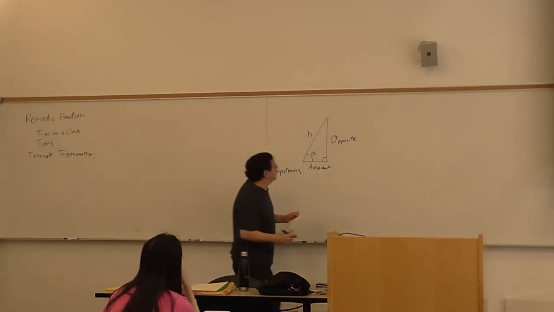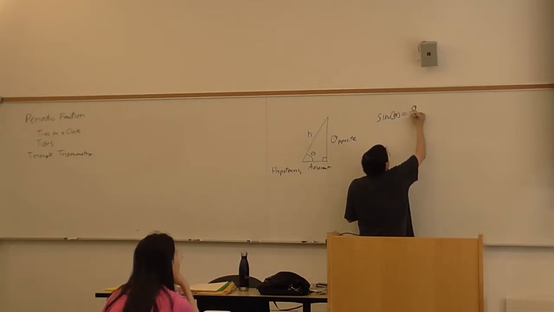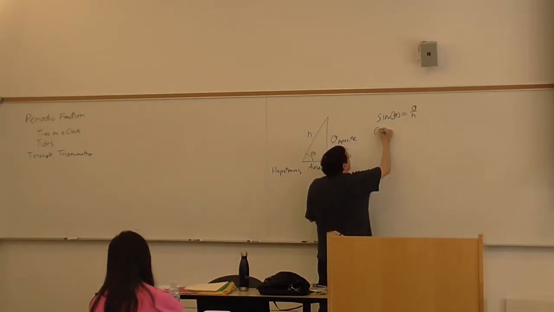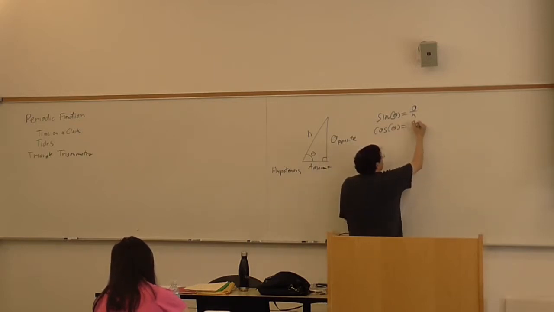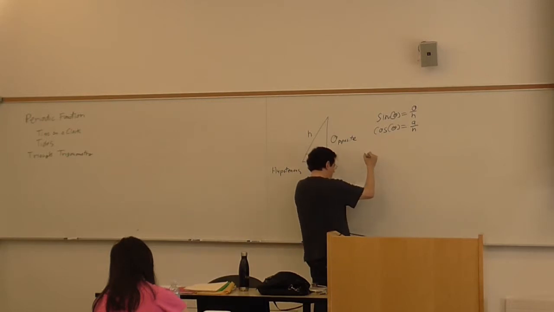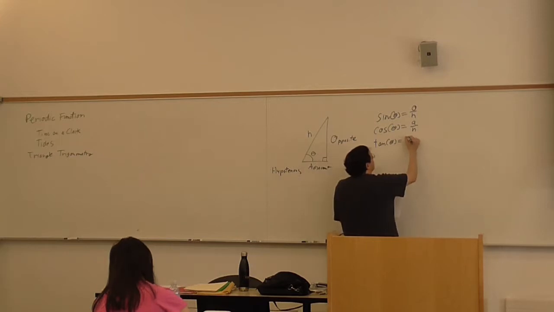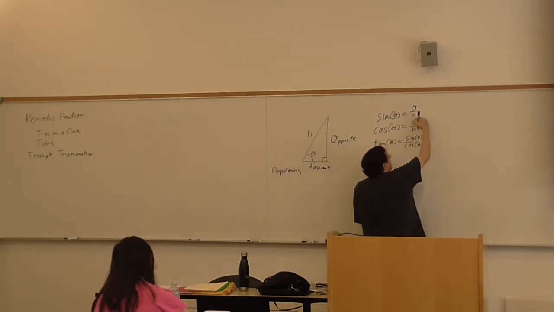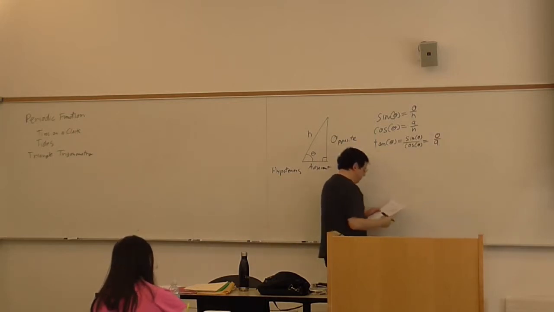And we define the sine of theta as the opposite over the hypotenuse. We define the cosine of theta as the adjacent over the hypotenuse. And we also have a tangent function, which we define as the sine of the angle over the cosine of the angle. So the hypotenuse drops out, and it becomes the opposite over the adjacent.